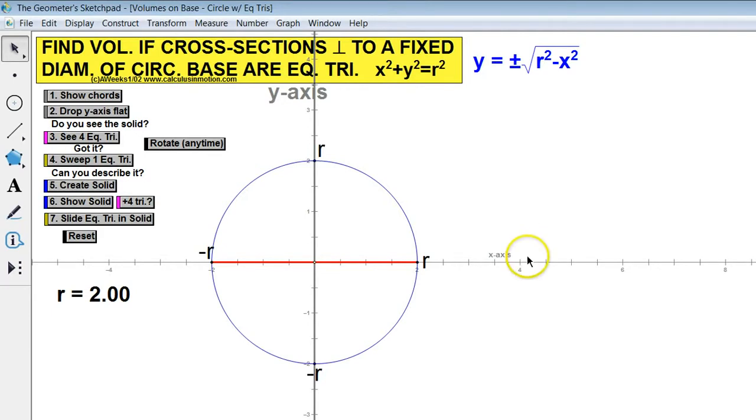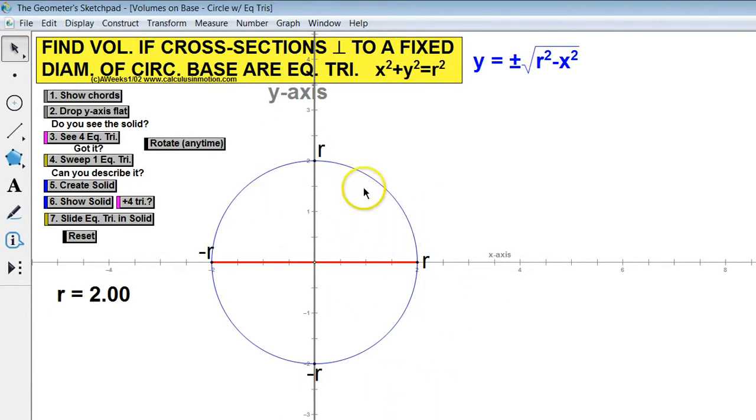I'm going to use Sketchpad again because it's really good at doing three-dimensional pictures. So we're going to start with a circle of radius r, just centering it at the origin right here. And right now we're just in the xy plane. We don't have a solid yet. So in order to create a solid, we're going to think of this as being a base, and we're going to stack some equilateral triangles on top of this circle.